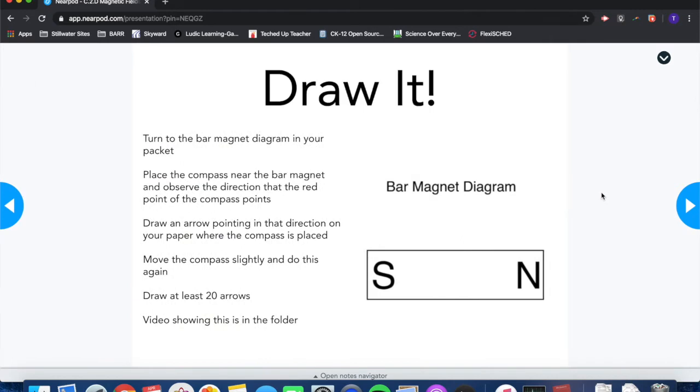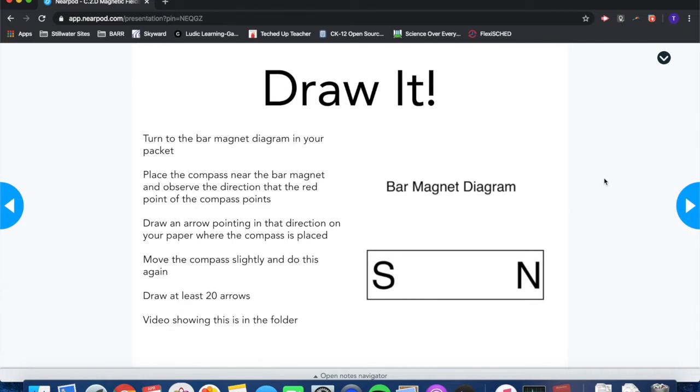Alrighty, folks, today we are going to begin with a little bit of an interactive demonstration. So we are going to be doing a draw it. What I need you to do is turn to the bar magnet diagram in your packet. It looks like this right here. If you do not have a packet printed off, just go ahead and draw a rectangle like this, and on the left side label it S for south, and on the right side label it N for north.